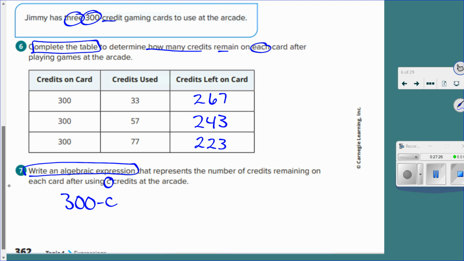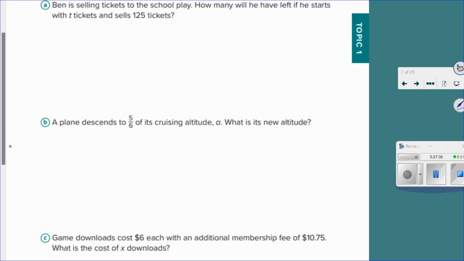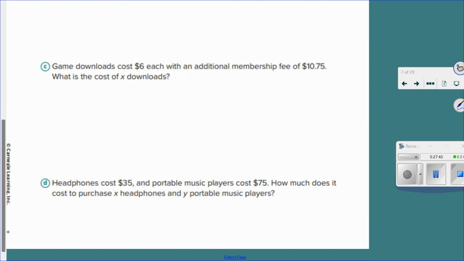Write an algebraic expression to represent each situation and identify the coefficient. So I want to see if you guys can do this by yourselves. There's only 4 of them to do, but we're down to almost no time, so I'm only going to give you guys 2 minutes. So do your best.